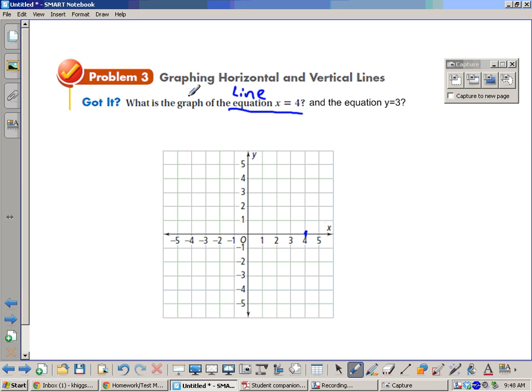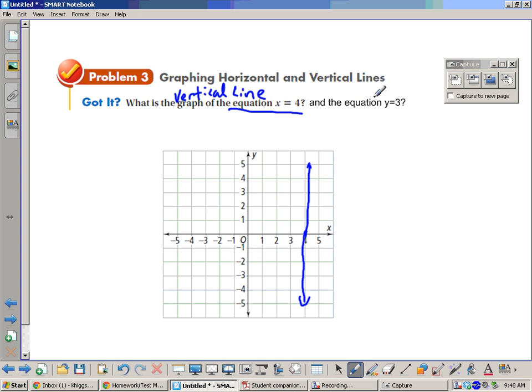So this is going to be a vertical line when it's x equals. Because we're going to graph this as a vertical line through x equals 4. So it's a vertical line, x equals 4. Sorry that the line is not very straight, but the interpretation is x equals 4 is a vertical line.